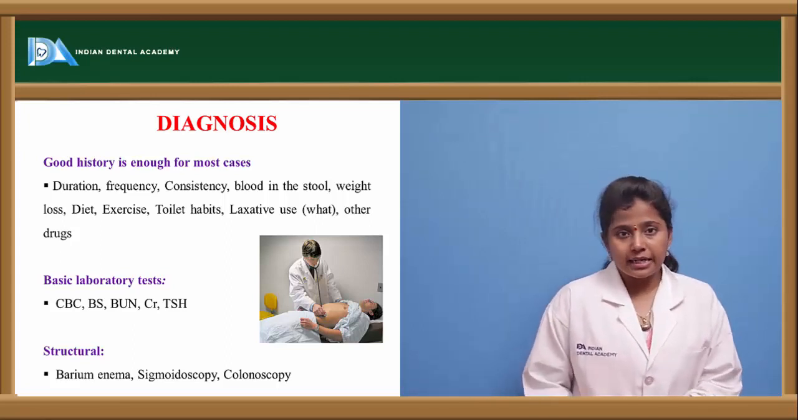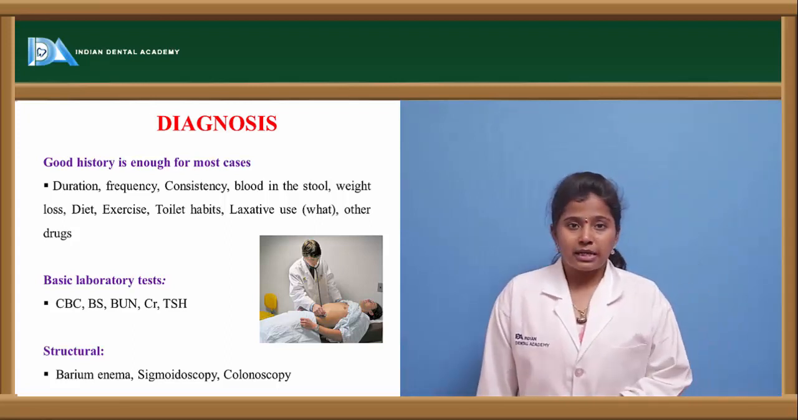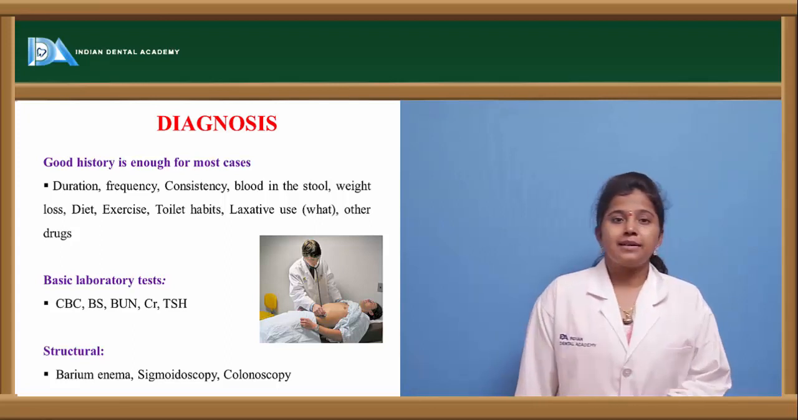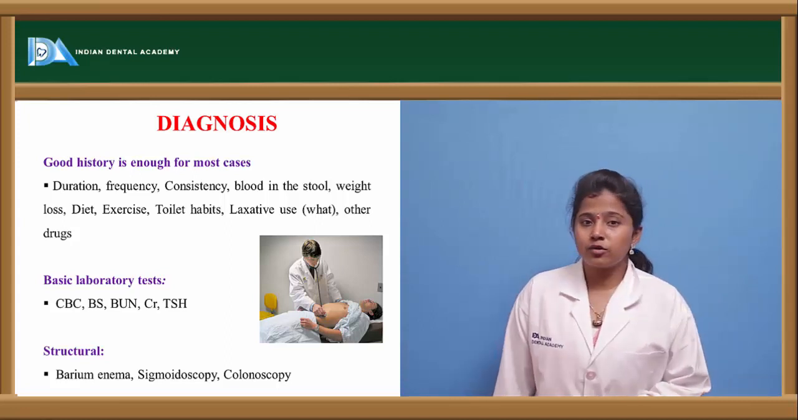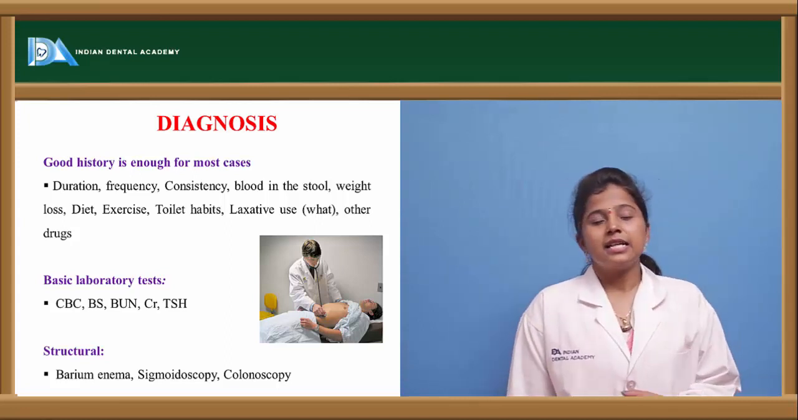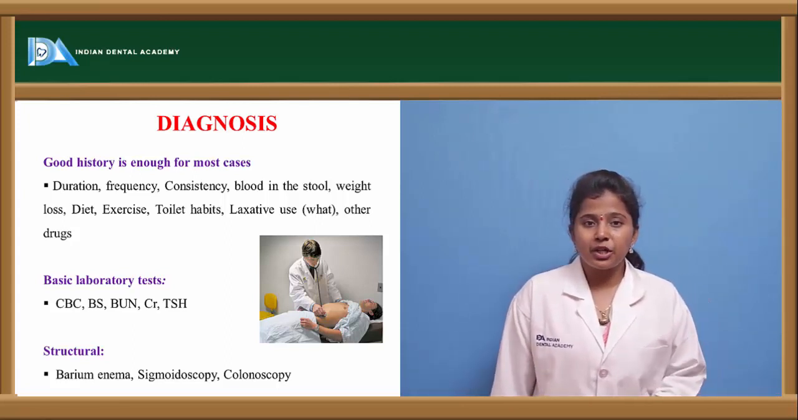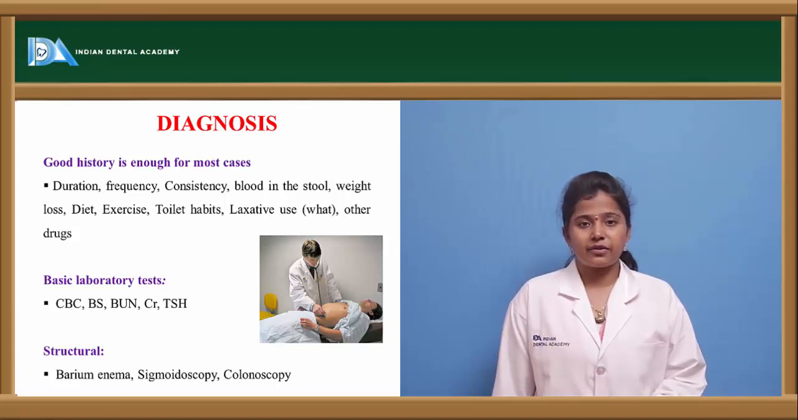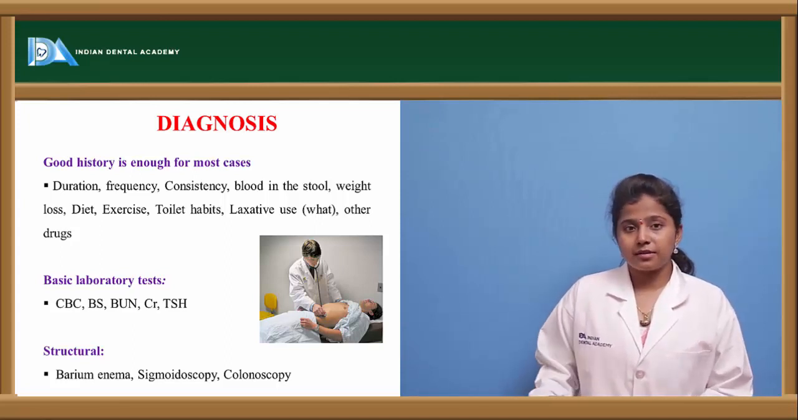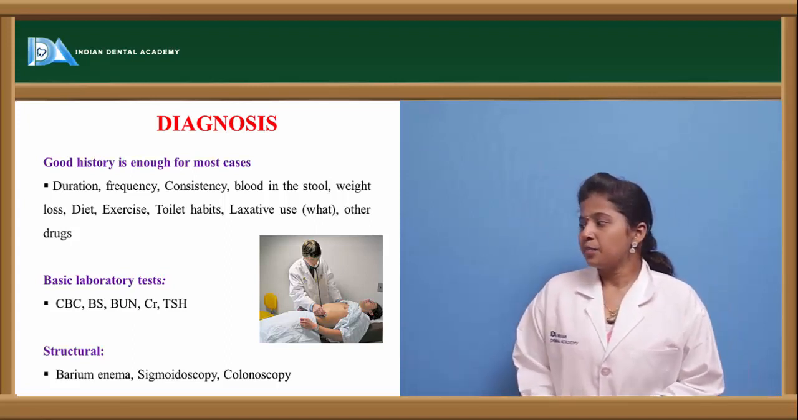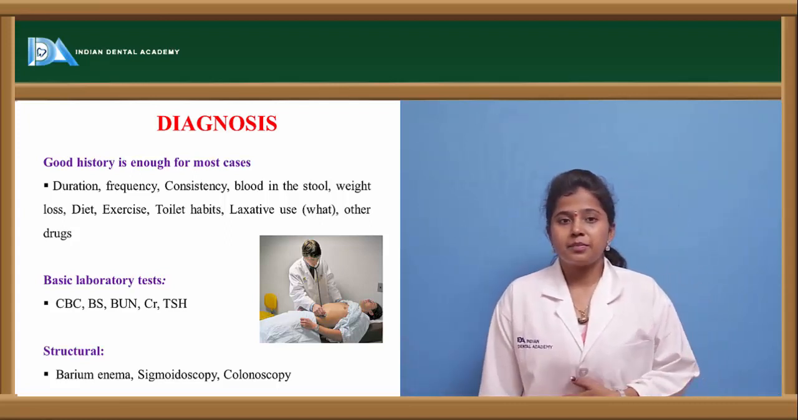If we can't diagnose, then we can go for the basic laboratory tests like CBC, that is complete blood count, and BS, which is nothing but a blood smear test. BUN is nothing but blood urea nitrogen test. The other one is the creatinine test. The other one is the thyroid stimulating hormone test. By performing these laboratory tests, we can say whether the person is suffering from constipation or not. And in other cases, by performing other tests like sigmoidoscopy, colonoscopy and barium enema, we can also diagnose whether the patient is suffering from constipation or not.